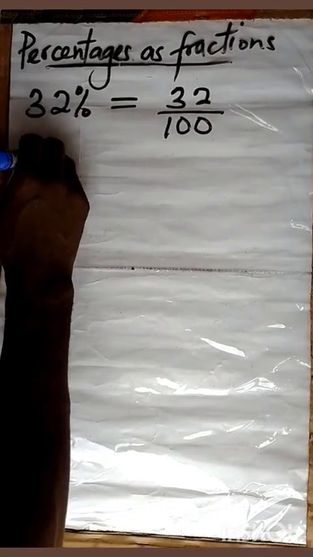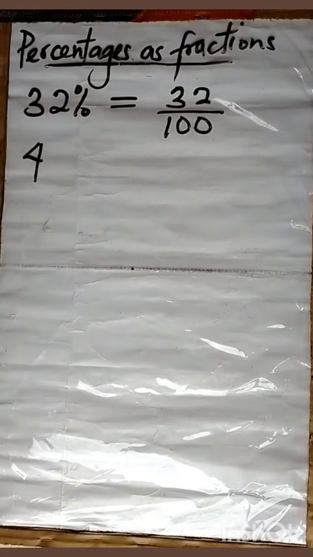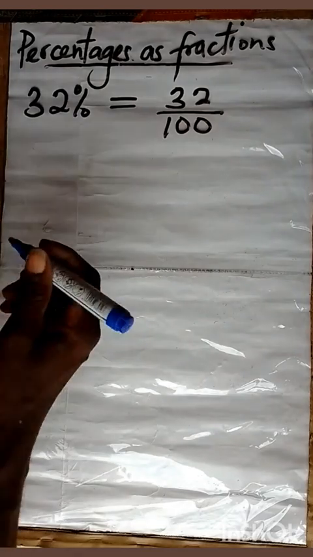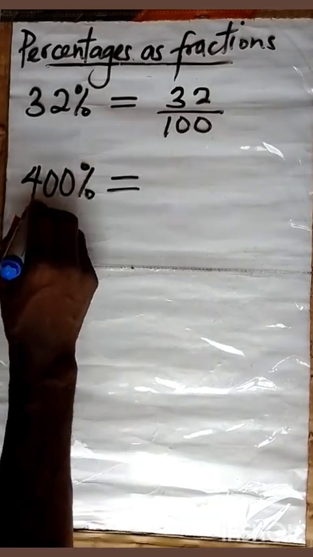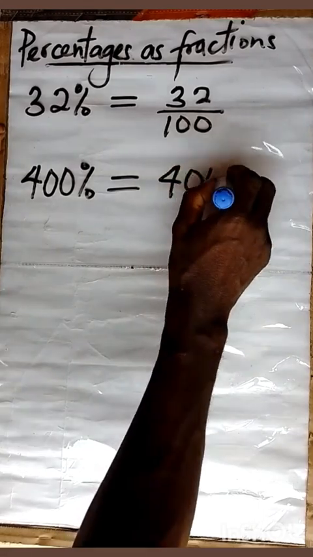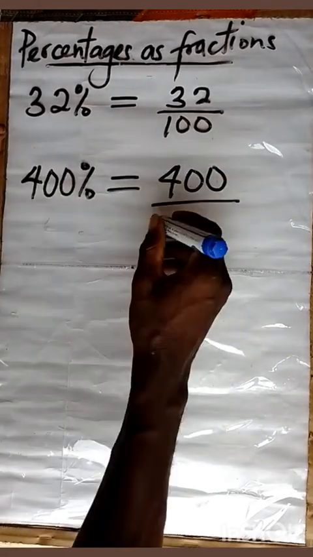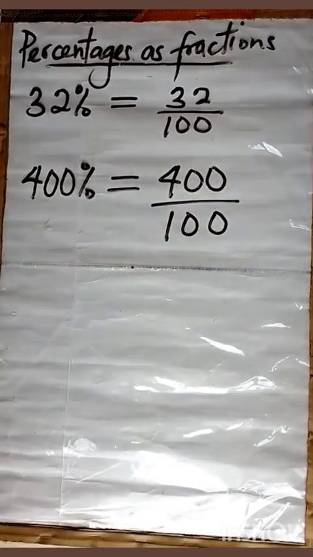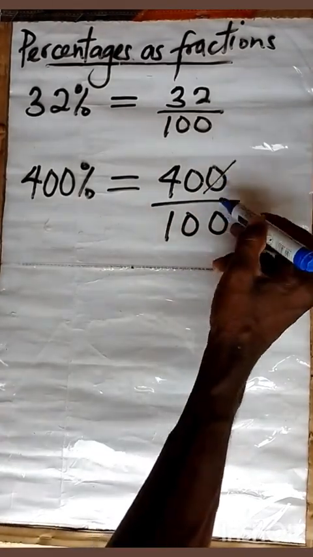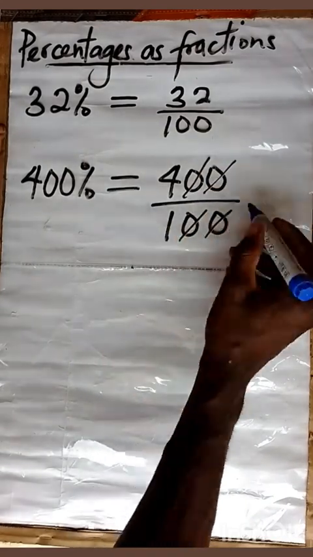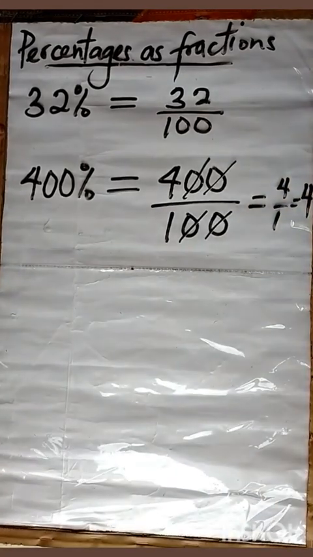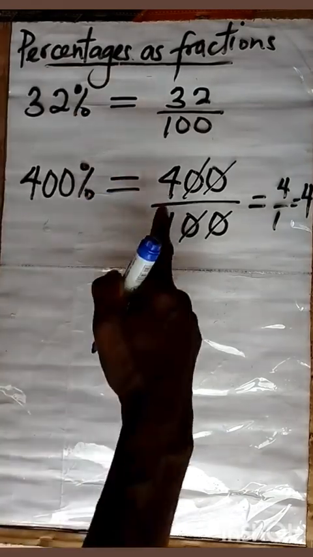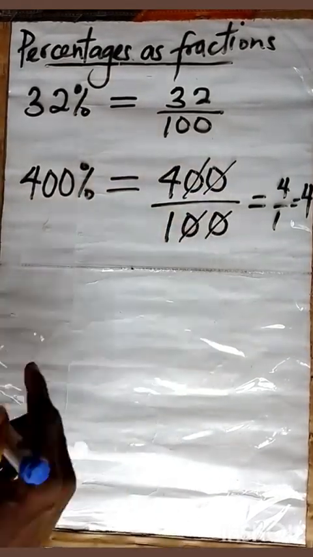If I have 400%, for instance, it is the same thing as 400 over percent, which is 100. Of course, I know you can cut. I'm not going there yet. It's the same thing as saying 4 over 1, which is 4. So the basic thing for now is this one becomes 400 over 100.